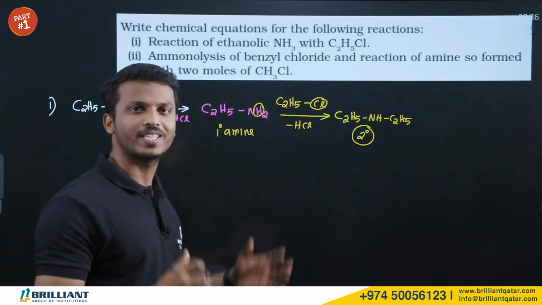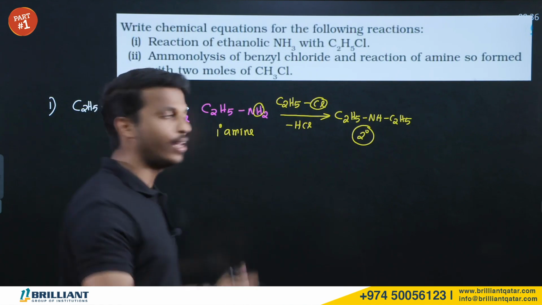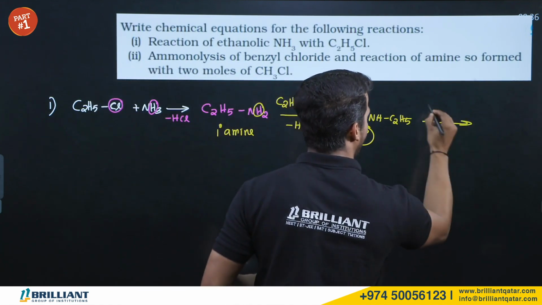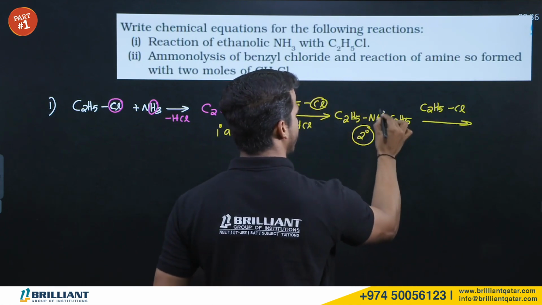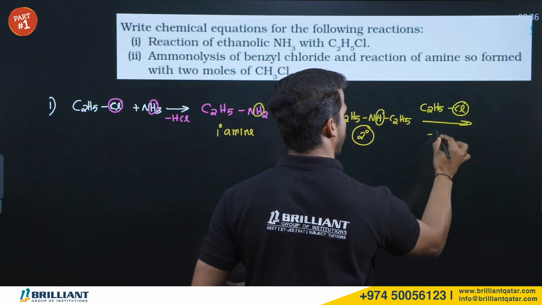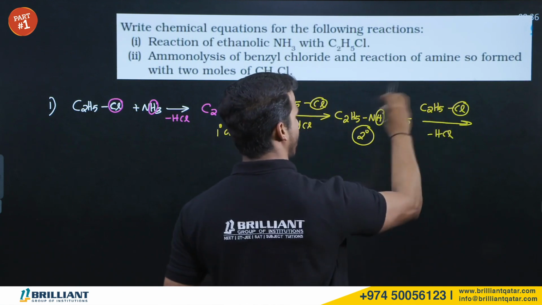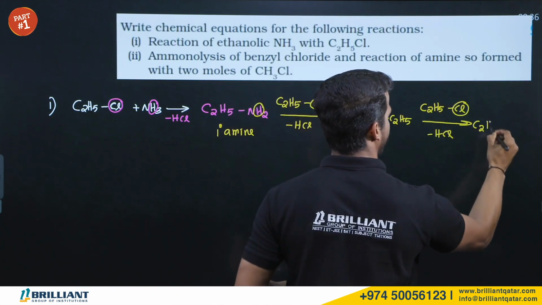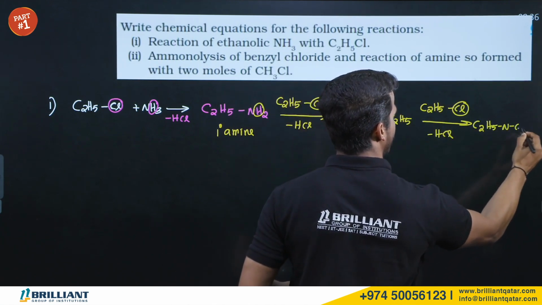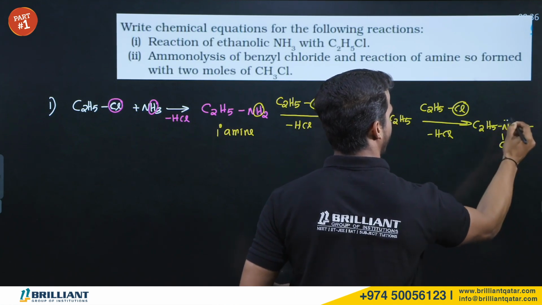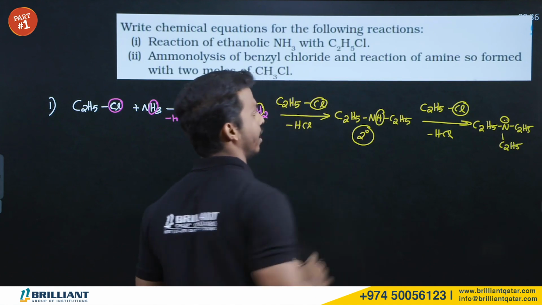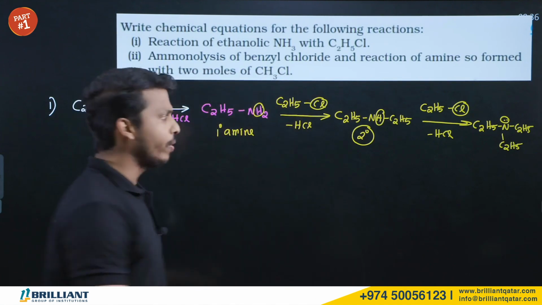It won't stop with the secondary amine. It will again continue the reaction. It will again react with the same haloalkane, C2H5Cl. This hydrogen and chlorine are removed as HCl, and this ethyl group will come to nitrogen. You will get C2H5, C2H5, C2H5 and nitrogen contains, you know, always nitrogen contains the lone pair here. Now it is a tertiary amine.